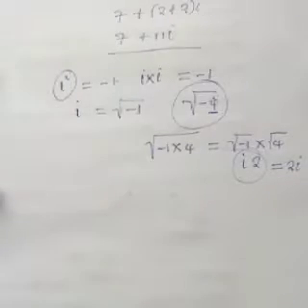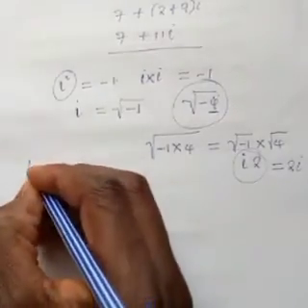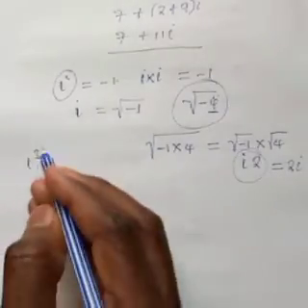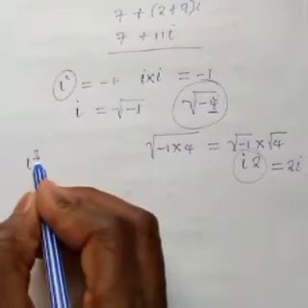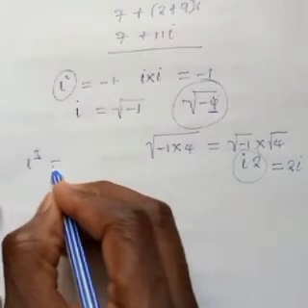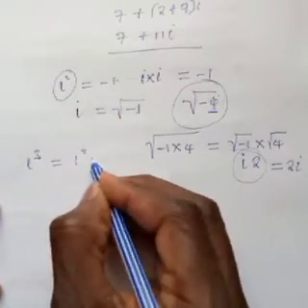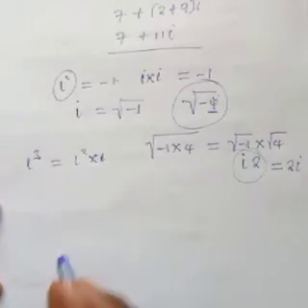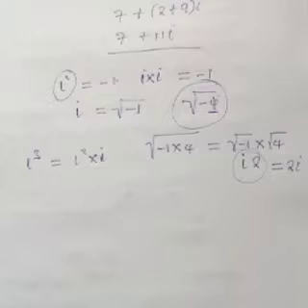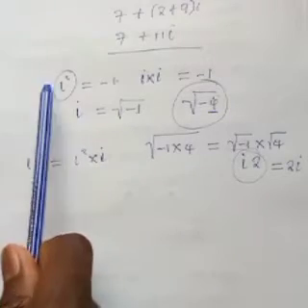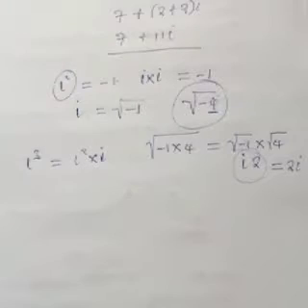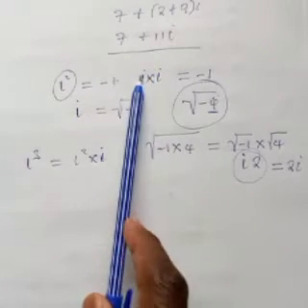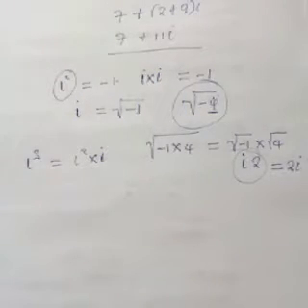Now someone can even ask a question: what if you say i to the power 3? I to the power 3 is going to be equal to what? It's very simple. Just separate this like this: i squared multiplied by i. Remember, if you multiply i by i, you are going to get negative 1. Always, whenever you multiply i by i, you get negative 1.